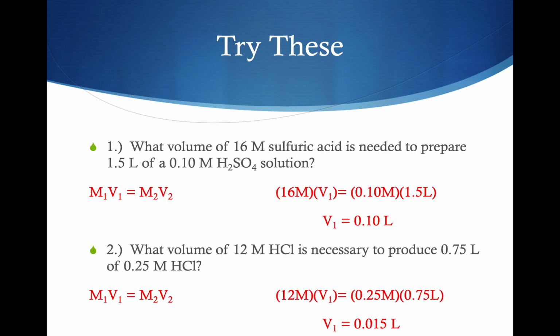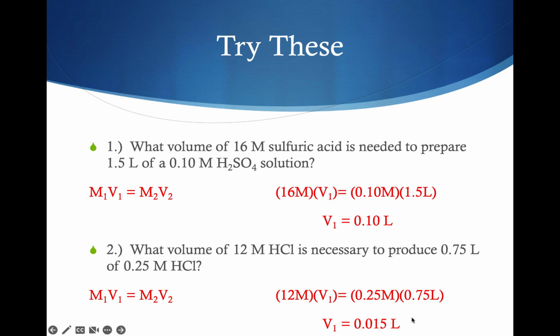Welcome back. Here's what you should have gotten. In each of these cases, notice you're solving for the initial volume. That's the volume of the stock solution you need to use to make your new solution. In each case, then, the remainder of the solution would be water. So in the first case, you'd use 0.1 liters of the stock solution and then add water till it gets to 1.5 liters. Here, you'd use 0.015 liters of the stock solution and add water to get it to 0.75 liters.